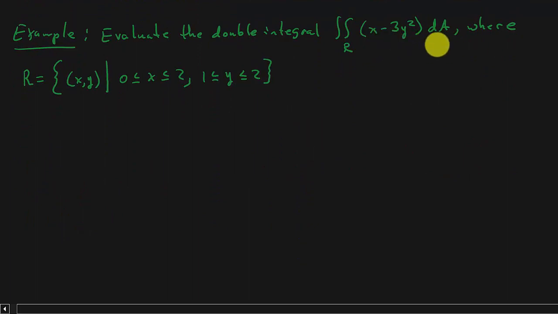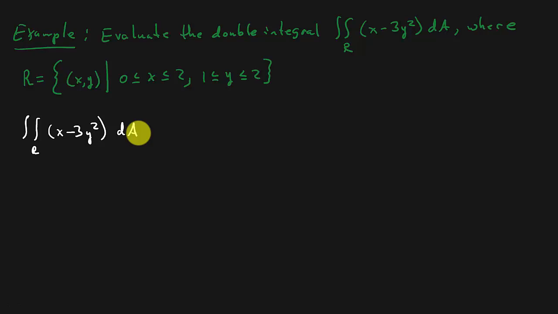Evaluate the double integral where R is all the points x, y, x is between 0 and 2, y is between 1 and 2. So let's do this. So let's just write the problem down. That's x minus 3y squared dA. All right. So remember delta A, that was the delta x times delta y.